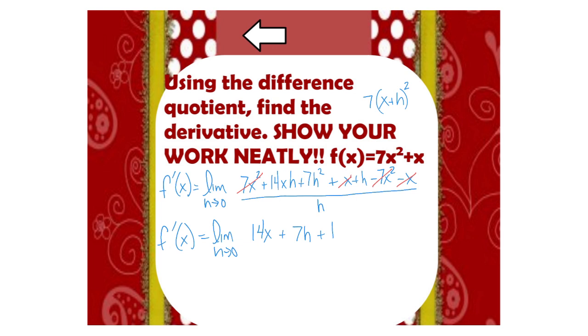And then your last step is, let's evaluate the limit now. We got rid of that denominator. So your final answer is the derivative. The limit is now gone because we're going to plug 0 in for h. And I'm going to have 14x plus 1.